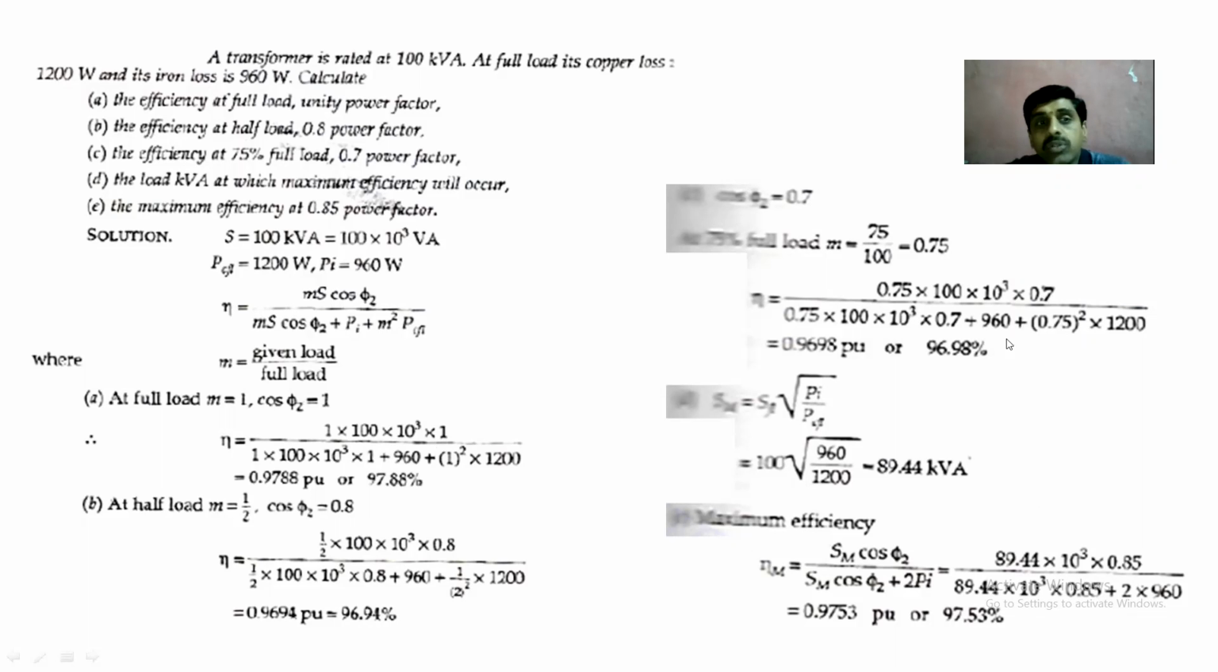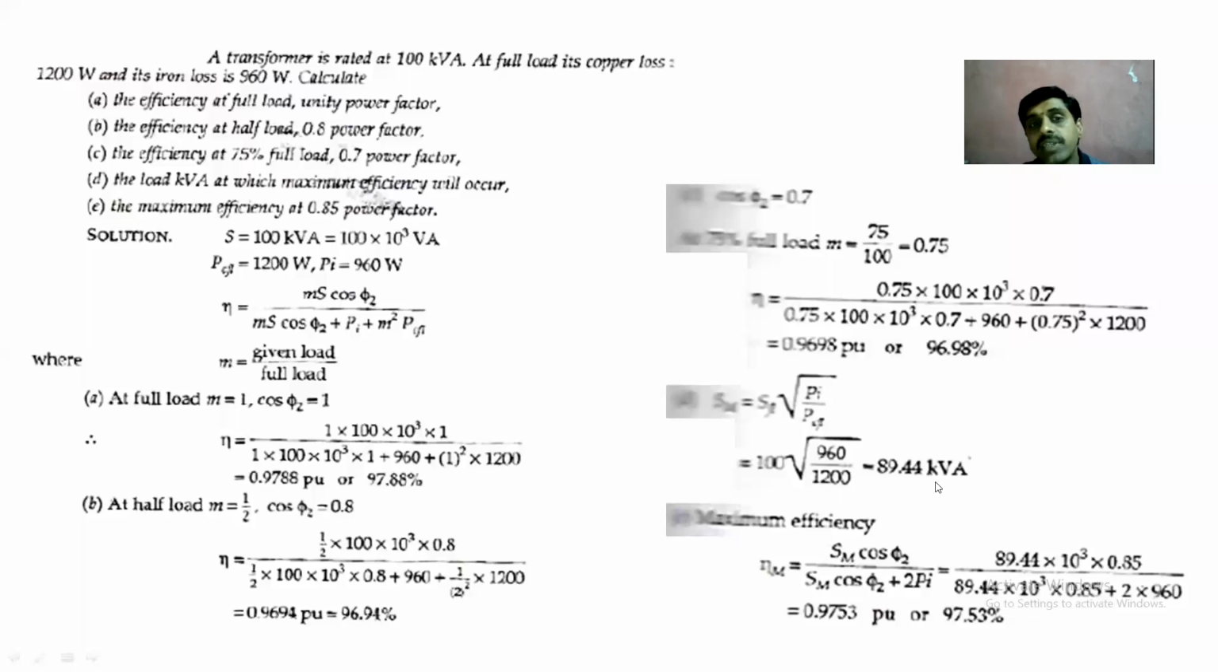And next question, the load kVA at which maximum efficiency will occur. You know the formula: at maximum efficiency, load kVA is equal to full load kVA into square root of iron loss by copper loss. This is the formula. So if you substitute 100 kVA as the full load, the iron loss, and the copper loss, you will get the load kVA at maximum efficiency.